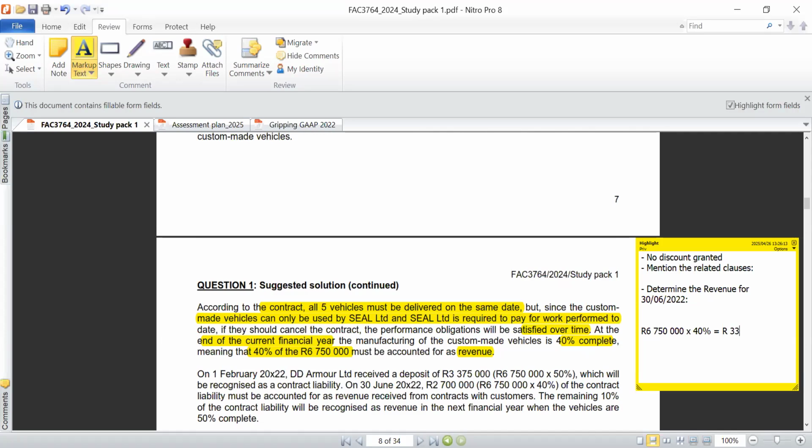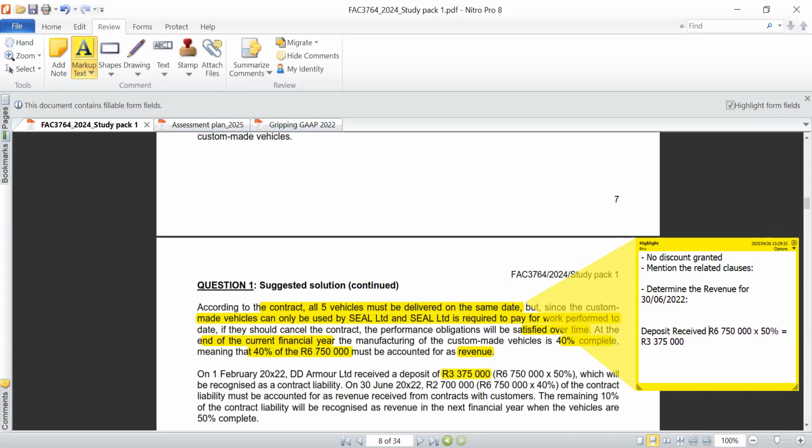Okay, let me see. It's already there. It's this one here. It's going to give you the 3 million, 375,000. So that is the revenue that, sorry, this is not the revenue. It's the deposit that they got. Okay. So this is the deposit, first of all. All right. That's the deposit received.